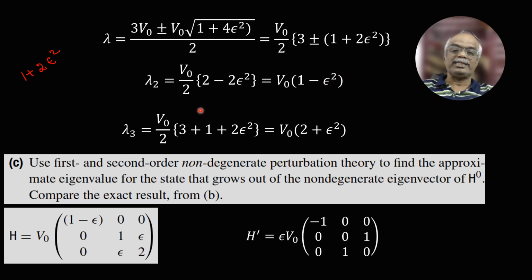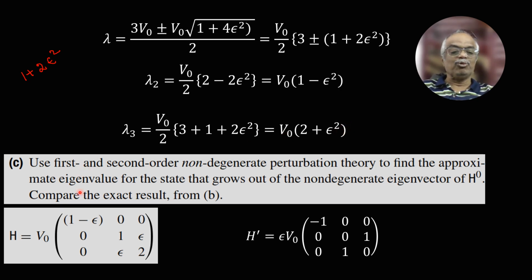Then what about lambda 3? You take a positive sign. So 3 plus 1, you will get 4 and plus 2 epsilon squared. You take 2 outside. This will become v naught multiplied by 2 plus epsilon squared. You remember that the eigenvalue of the third element chi3 is 2 v naught. This is of course the correction. That's why I have taken minus first, then plus next. So 2 v naught is the energy and the correction is epsilon squared multiplied by this v naught.